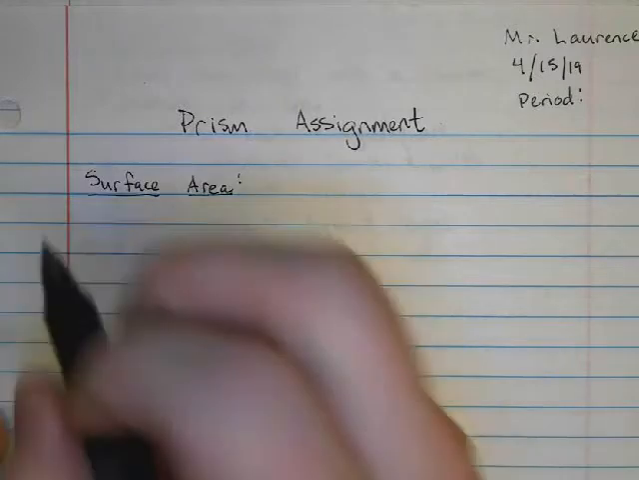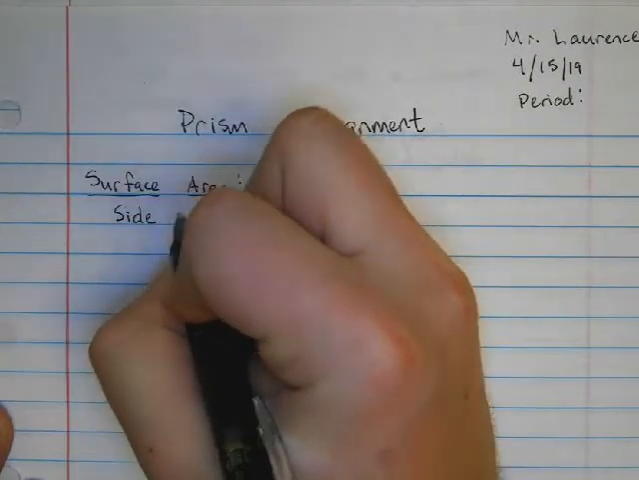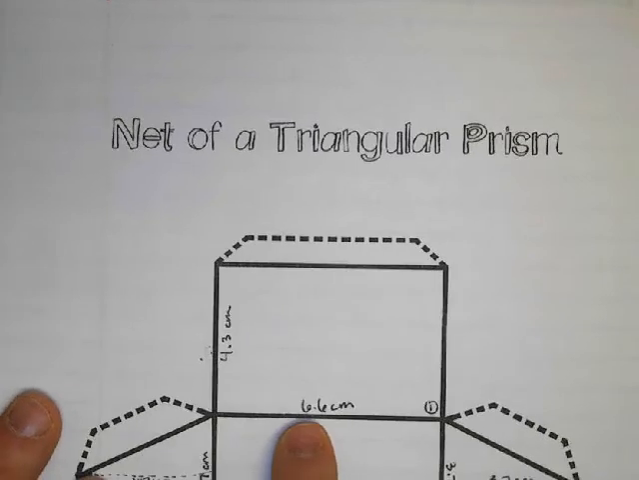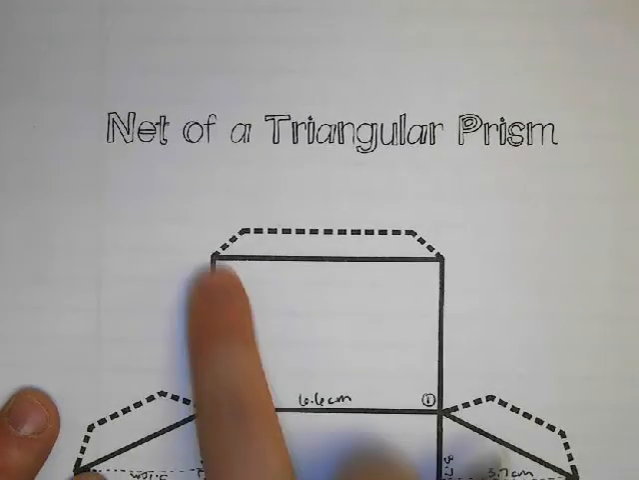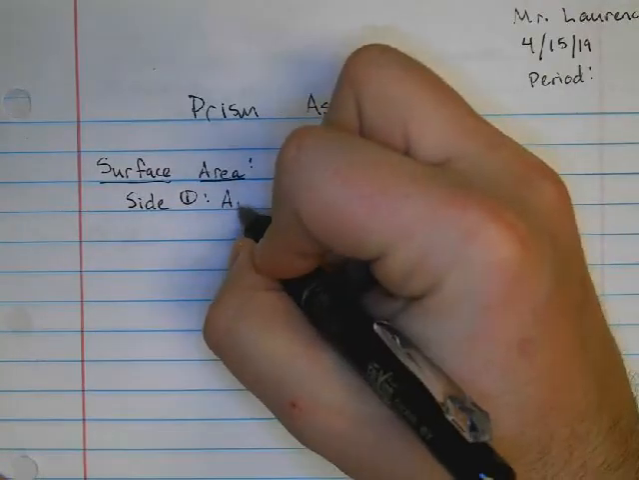And the best way to do this is to label it so that we're finding the area of each side. So we'll do side 1. And that's why we labeled the sides to begin with, because now I can look at my side 1 right here, and I see my length and my width, 6.6 times 4.3. So I can find the area of my side 1, so we know we're finding the area of a rectangle.